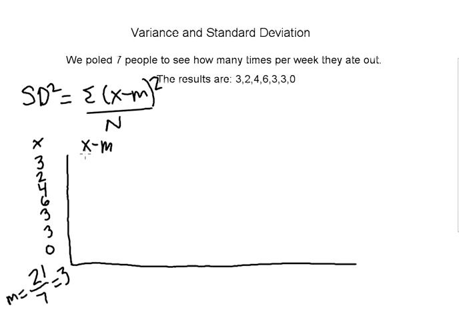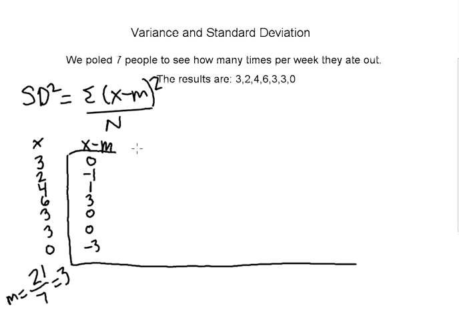Simple enough. So if we take all of our scores minus the mean, we get what's called a deviation score. So 3 minus 3 is 0. 2 minus 3 is -1. 4 minus 3 is +1. 6 minus 3 is 3. 3 minus 3 is 0. 3 minus 3 is 0. And 0 minus 3 is -3.